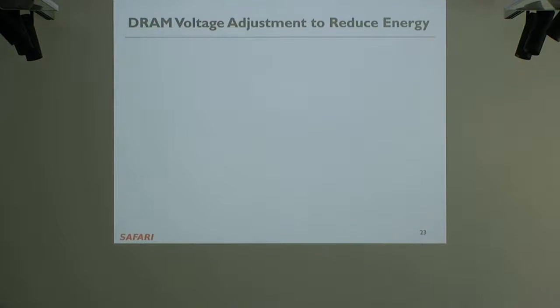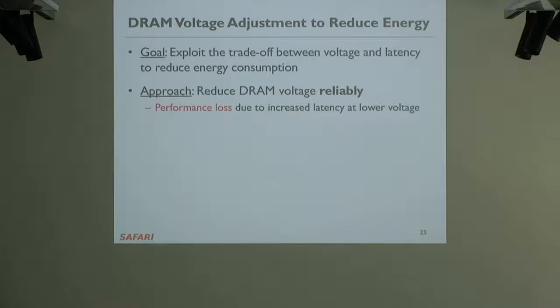So can we actually take advantage of these observations? And the answer is yes. You can exploit the trade-off between voltage and latency to reduce energy consumption. You could, of course, do other things, but this is what we did in this work. And we wanted to reduce DRAM voltage reliably. If you actually want to violate that reliability part, you can do even more. Maybe if your application is tolerant, for example, if you're running a neural network, you can violate that even more, and you get some unreliable execution, but maybe you know the error rates and you can adjust. Okay, but in this case, we didn't do that.